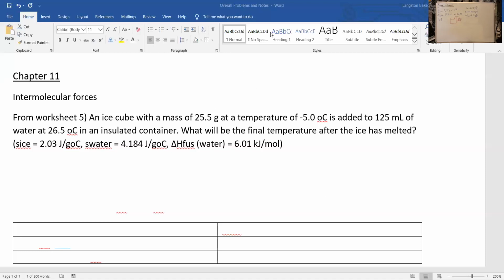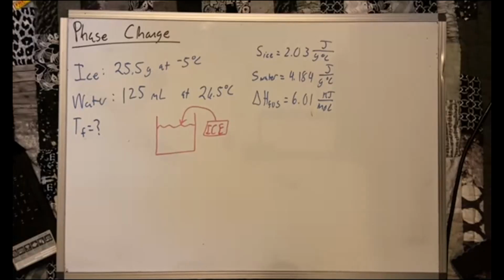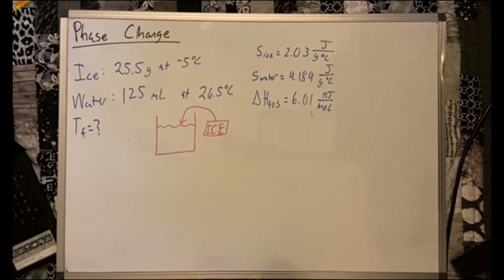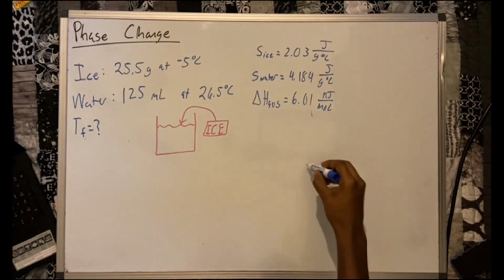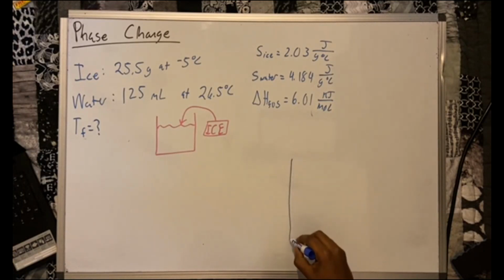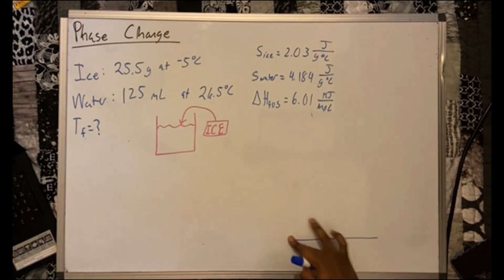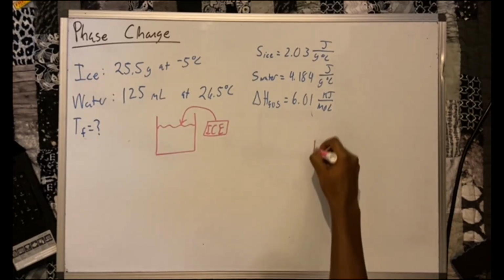All right. Okay, here we go. So I wrote down the gist and here's what's going on. We're just taking some ice, dumping it in some water, and we want to know the final temperature. So I'm going to draw my diagram here again. This is me diagramming what's going to happen.